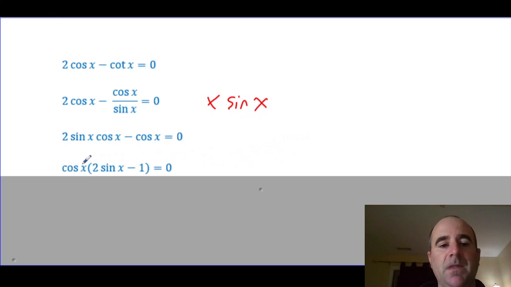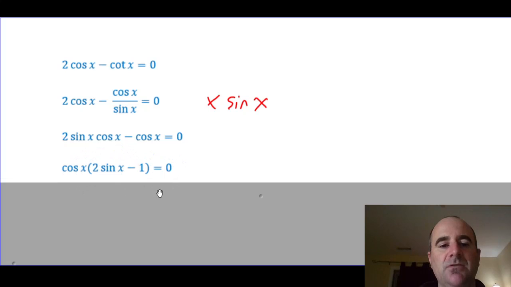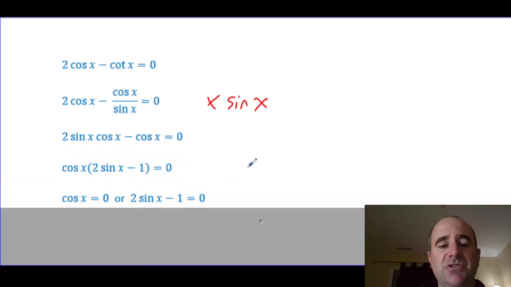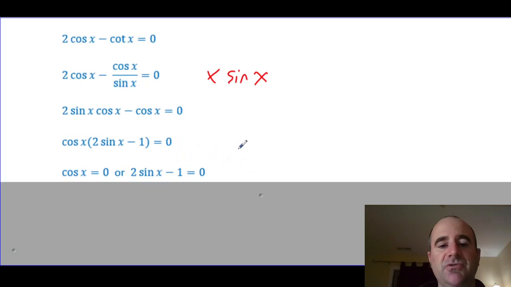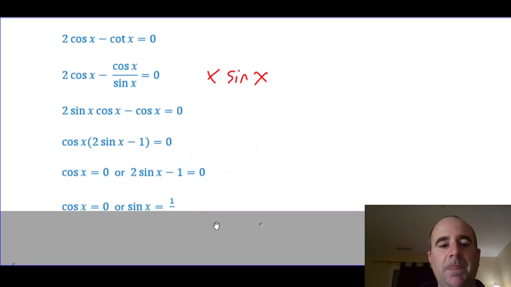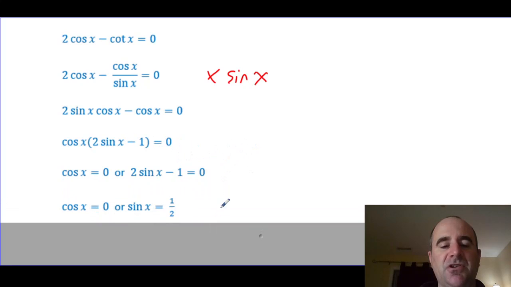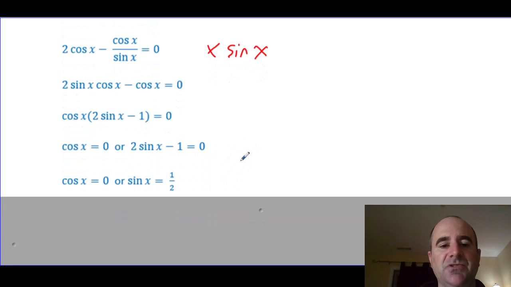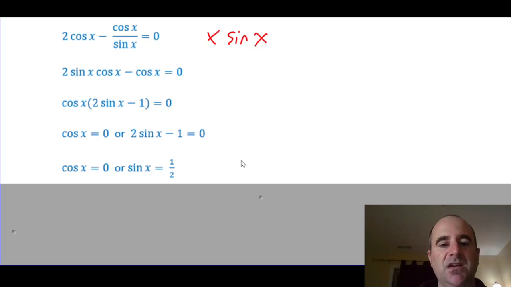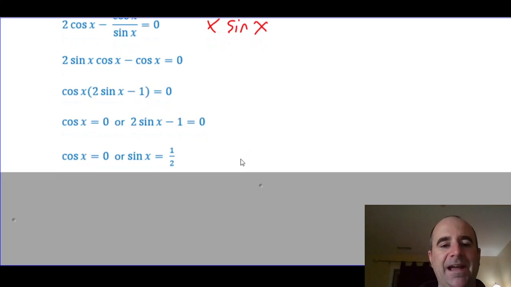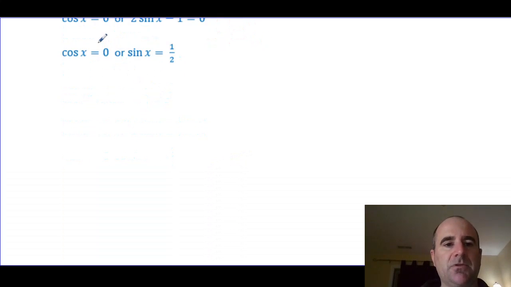equals 0. So if these two things multiplied together equals 0, then that will work if one of them is 0. So either cosine of x is equal to 0 or 2 sine x minus 1 equals 0, which means our two answers are going to be when cosine of x is equal to 0 or when sine of x is equal to 1/2. So let's look at those. Let's start with cosine of x is equal to 0.